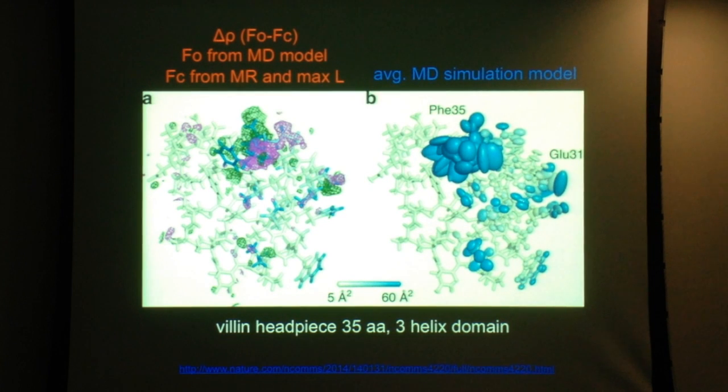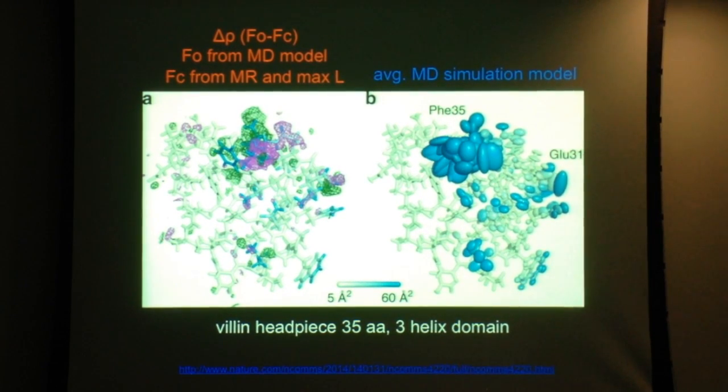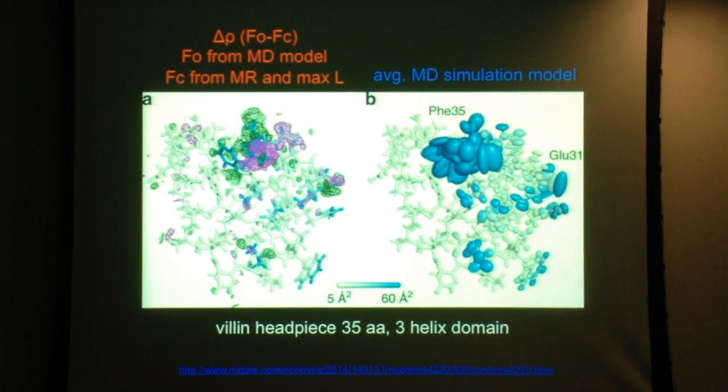So at each click along the dynamics pathway, you've got a structure. I think they took the best 100 structures, the 100 lowest energy structures, and averaged them. And then from that average structure, they computed made-up structure factors. So they calculated so-called observed structure factors from the molecular dynamics model. And this is a difference electron density, okay, positive and negative density. So the modeling is not good in these areas.